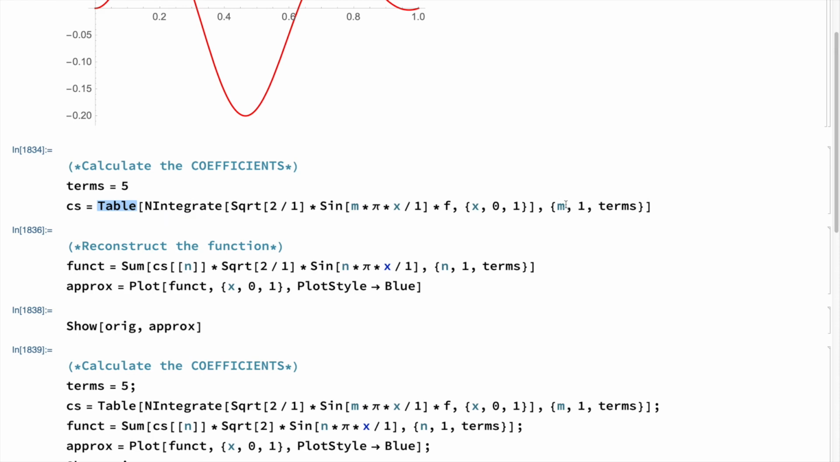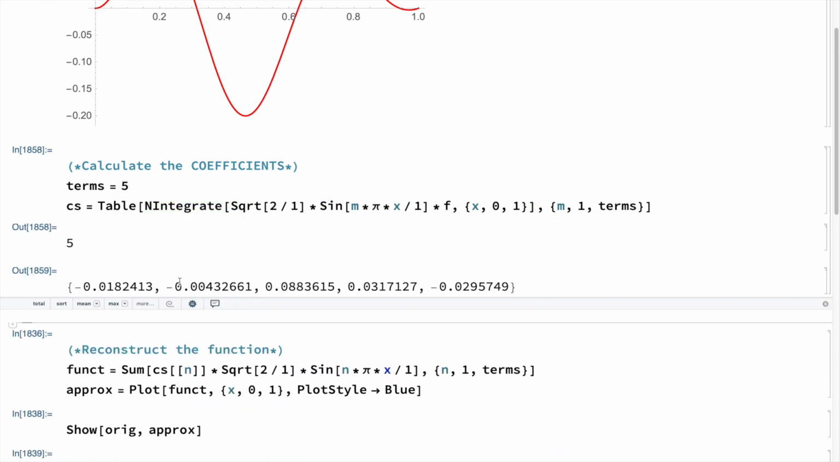And so for each value of m from 1 to 5, I am going to numerically integrate the square root of 2 over L times sine m pi x over L times the function f. Mathematica can do these 5 integrals really fast, and they're numbers. The bigger the number, the more of that mode; the smaller the number, the less of that mode. But these are the first 5 terms, and those are just the coefficients of those terms.